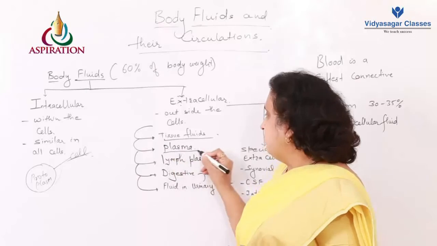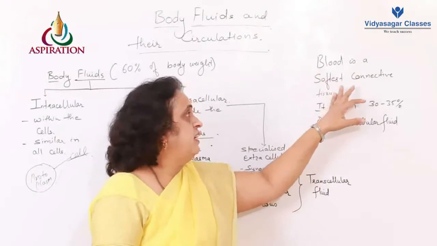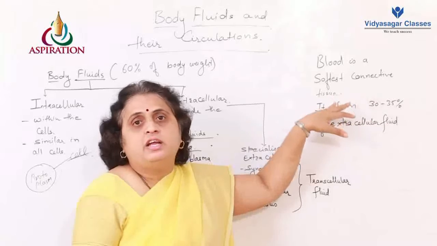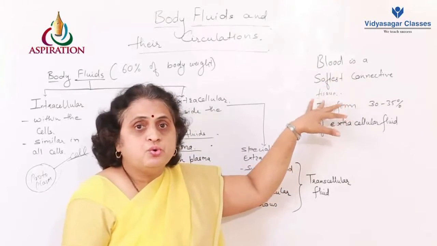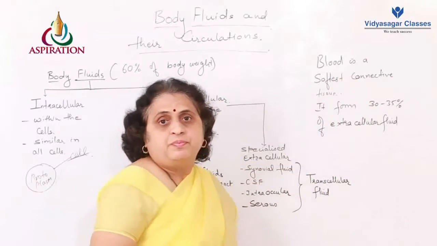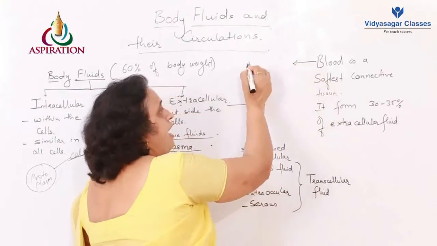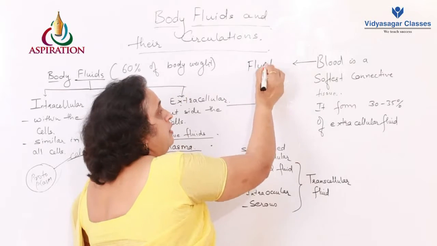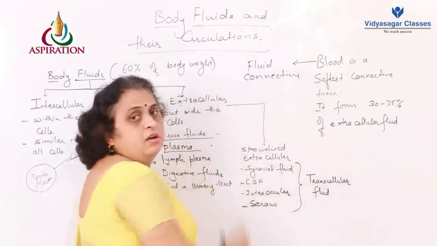Then we have the plasma. We all know that blood is considered as the softest connective tissue. Rather, we can say that the blood is a fluid connective tissue. So we can call blood a fluid connective tissue.